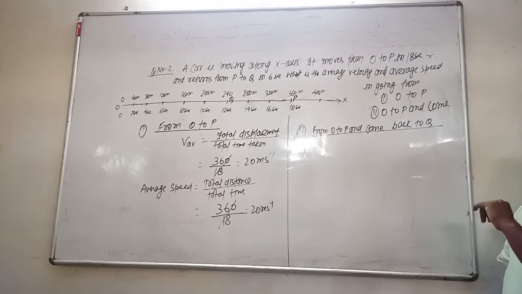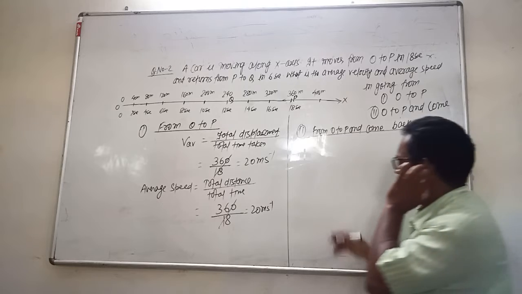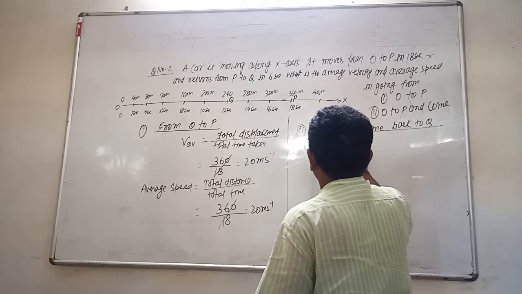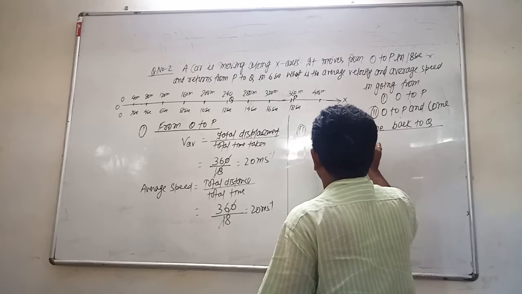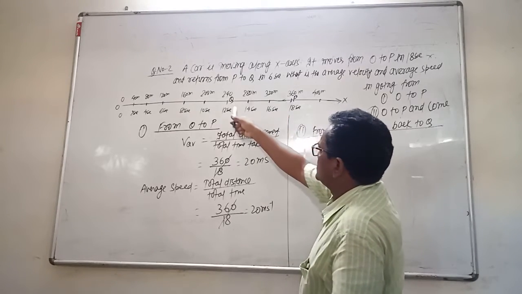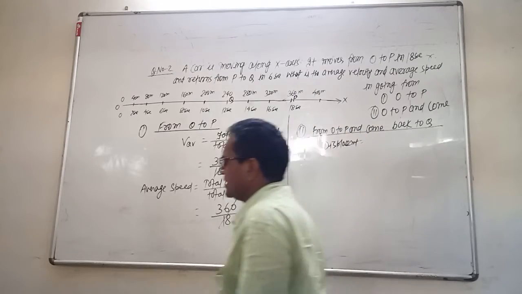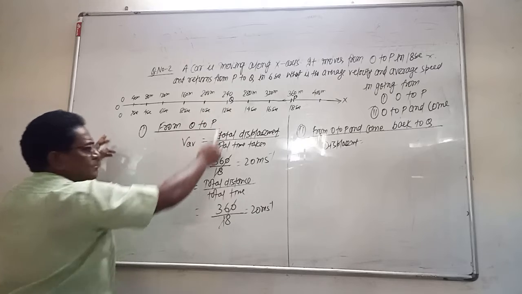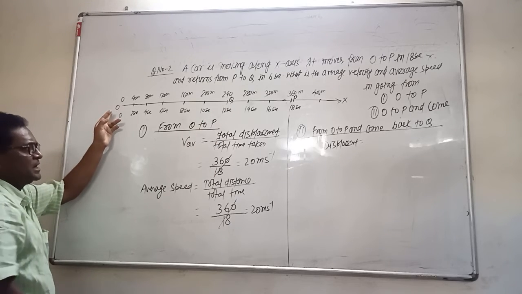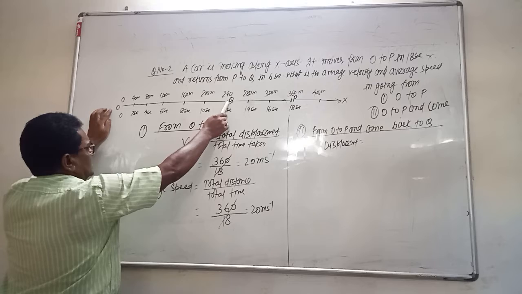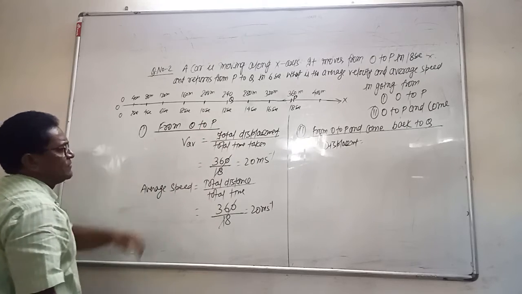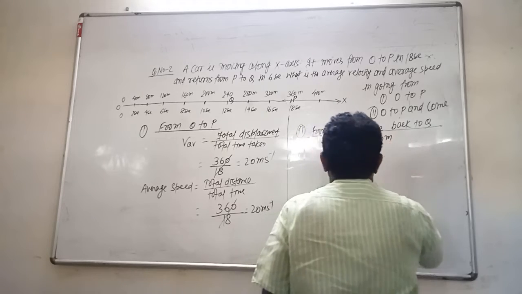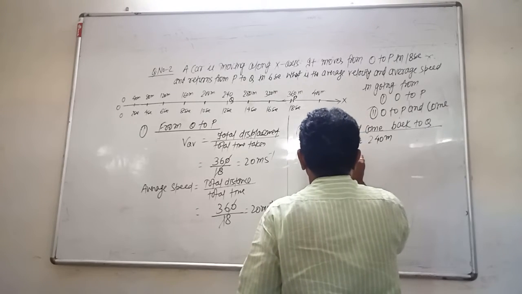It goes from O to P and returns back to Q. So in this case, the displacement, it returns back to Q, and displacement is the shortest distance between two positions. This becomes the final position and this was the initial position, and the difference between them is 240 meters. So displacement becomes 240 meters.